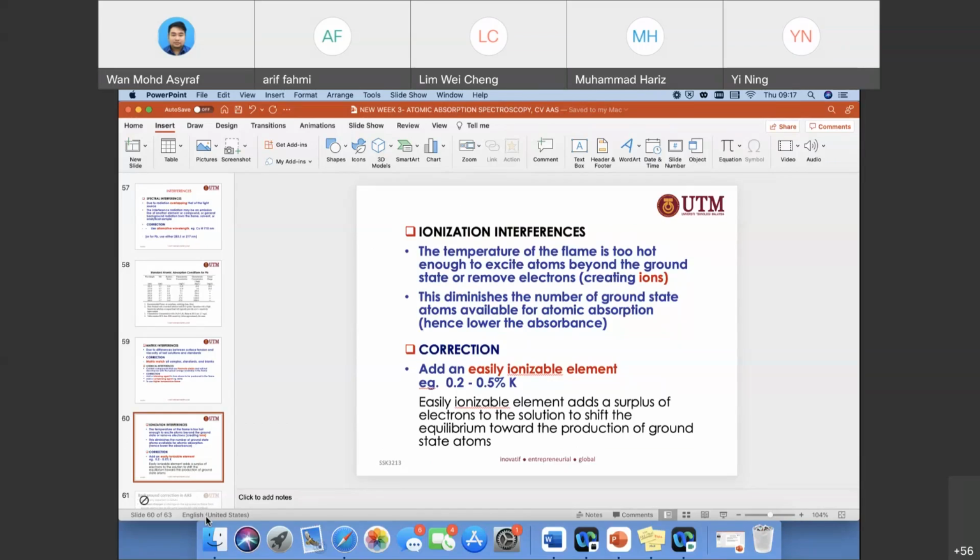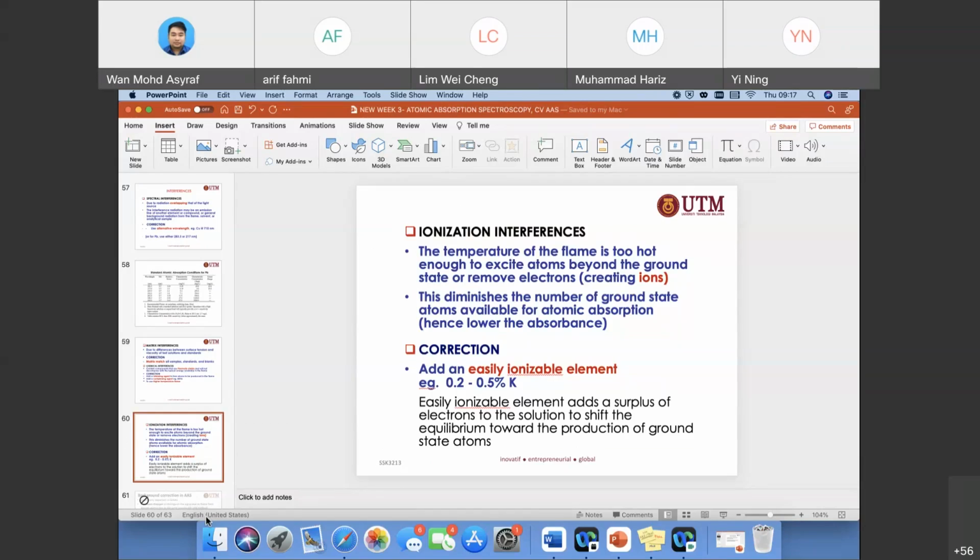This is what I meant before, where in AAS, flame AAS, we don't desire the ionization of atoms. All right, so how are we going to eliminate these ionization interferences? It is by adding an easily ionizable element. In this case, maybe 0.2 to 0.5% of potassium.